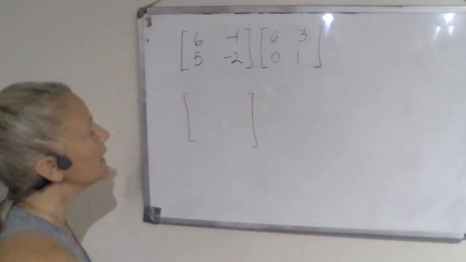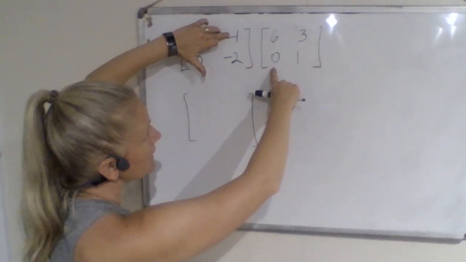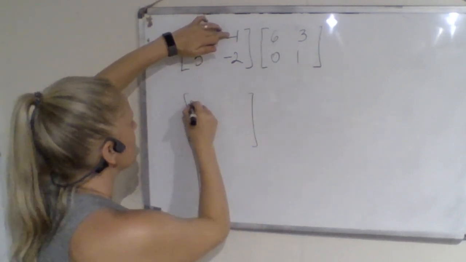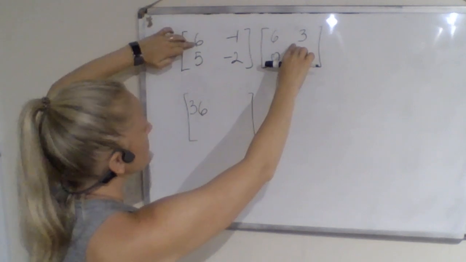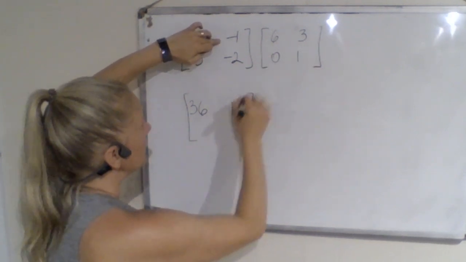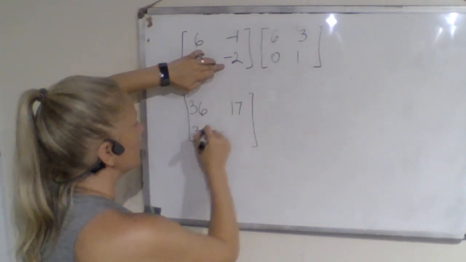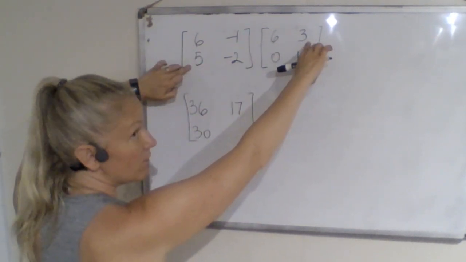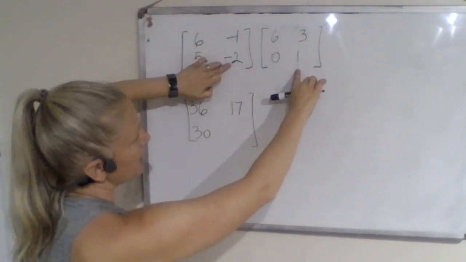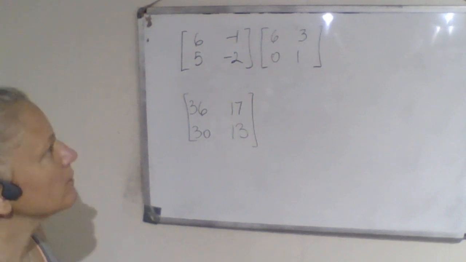This would be the case. How do we multiply? 6 times 6, 36, plus negative 1 times 0, 0. This becomes a 36. 6 times 3, 18, plus a negative 1, 17. 5 times 6, 30, plus 0, 30. 5 times 3, 15, plus negative 2, 13. And that is your answer, right?